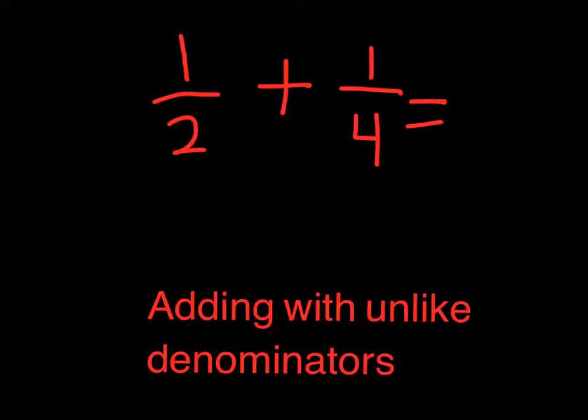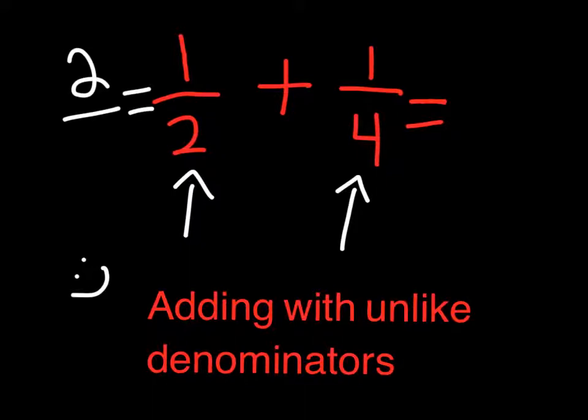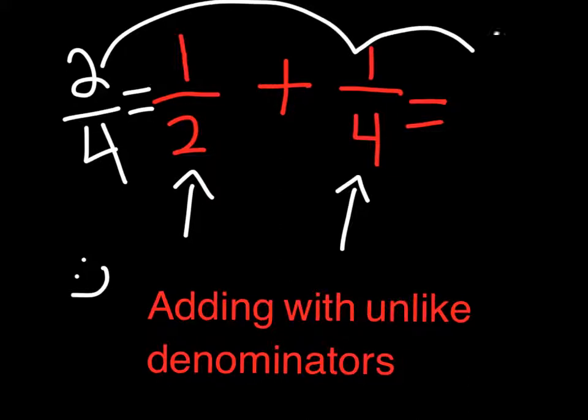When you add unlike fractions, you have to find equivalent fractions with the same denominator. Then it is just like adding like fractions. For 1/2 plus 1/4, 1/2 is equivalent to 2/4. So 2/4 plus 1/4 equals 3/4.